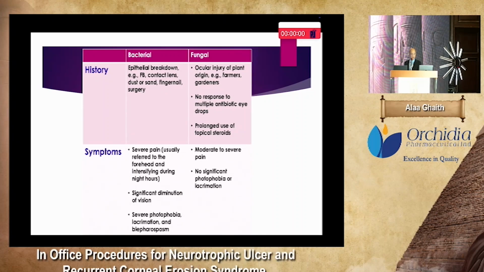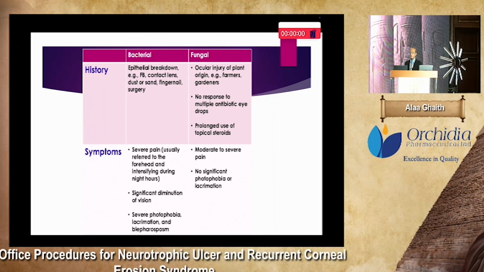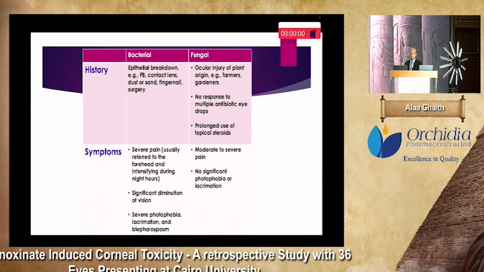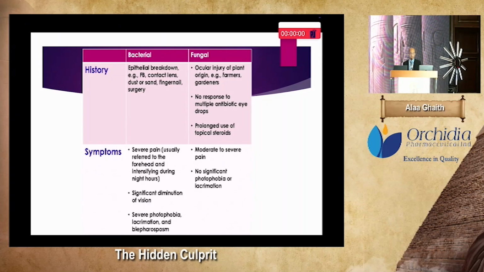and gardeners. Also, there is history of no response to antibiotic eye drops, and also a history of prolonged use of topical steroids. For example, in cases of keratoplasty, we give the patient for a long period topical steroids. Symptoms in bacterial keratitis include severe pain, which is usually referred to the forehead and intensifying during night sleep. Also, there is significant diminution of vision and severe photophobia, lacrimation, and blepharospasm.